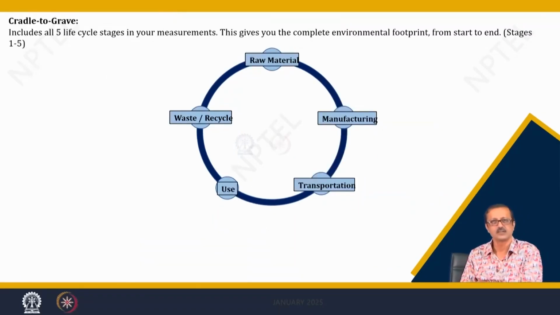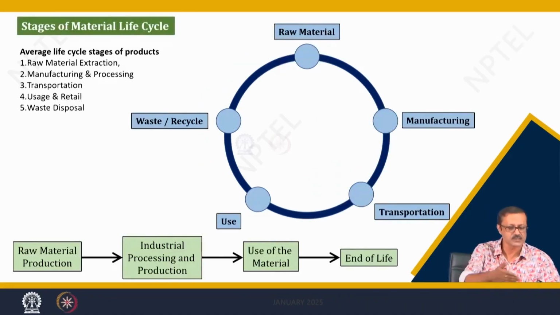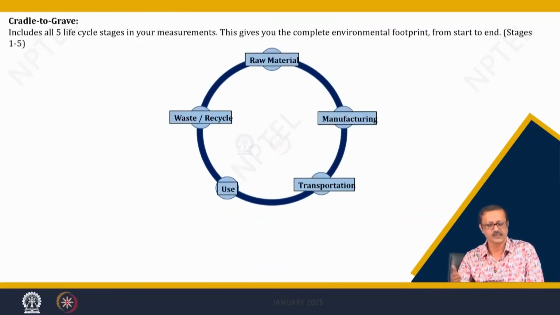Now, there are some boundary conditions. The system boundary tells us from where to where we see this particular energy. Sometimes it is cradle to grave. What is cradle to grave? Cradle is the start point, that is stage number 1 to 5, which we have discussed over here. So it is raw material to the waste. Waste means grave, the end of life, and cradle is the newborn baby in a cradle, so it is the raw material. So it is the full lifespan of the material.